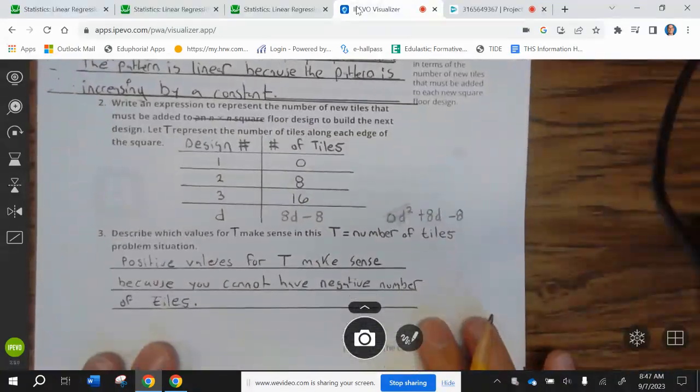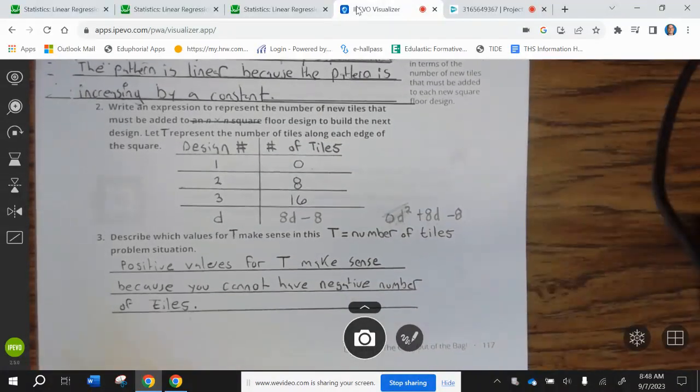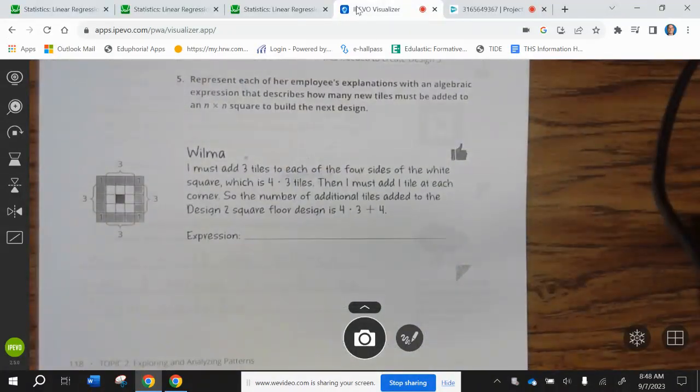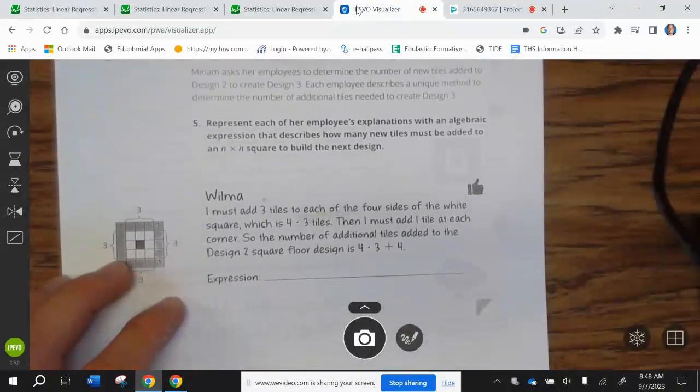All right, let's take a look at 3. Describe which values for t make sense in this, where t is the number of tiles in this problem situation. Positive values for t make sense because you cannot have negative number of tiles. All right, let's take a look at the next page. All right, we're going to skip 4, and let's take a look at 5.